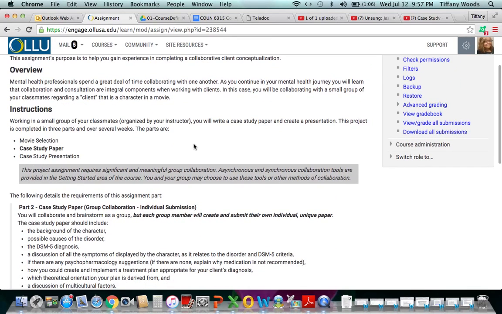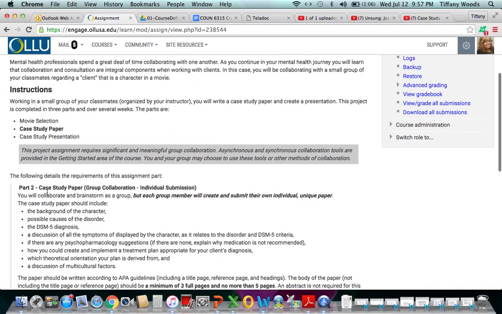Here are the pieces that you're going to have to include. So we have part 2, the case study. Now each group member is going to have to submit their own paper but it should look the same. So me and my partner have the same paper, but we each submit it ourselves. That way, if I submit mine on time, but my partner submits theirs late, you're not penalized because someone did something different.